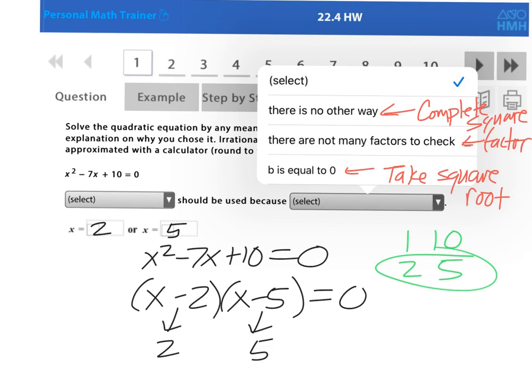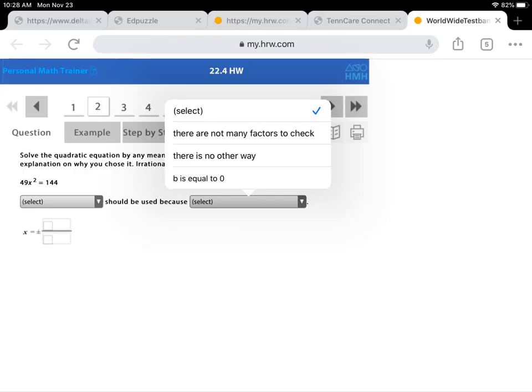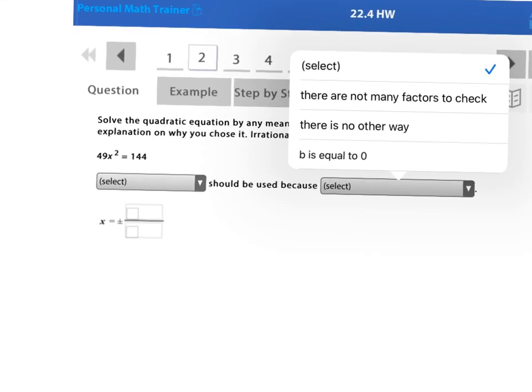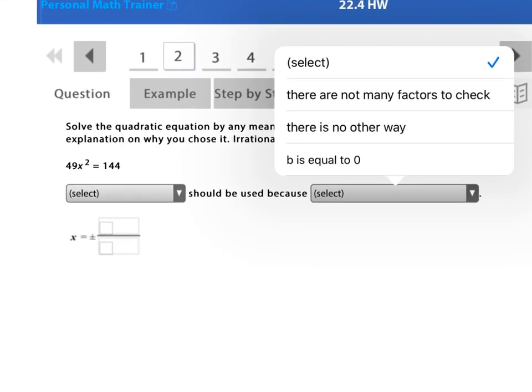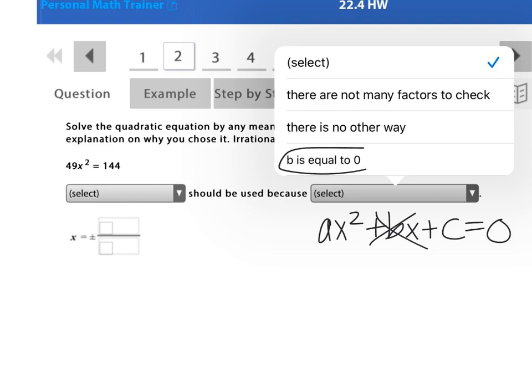All right, so let's go to the next problem. You see there is no x term. b is equal to 0. Let's reference again, what does it mean by b? Remember standard form, ax squared plus bx plus c equals 0. That term right there is missing. So because b is equal to 0, in this particular case, we want to do taking the square root. That would be my methodology.